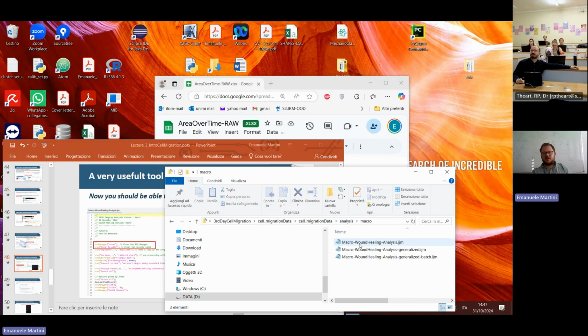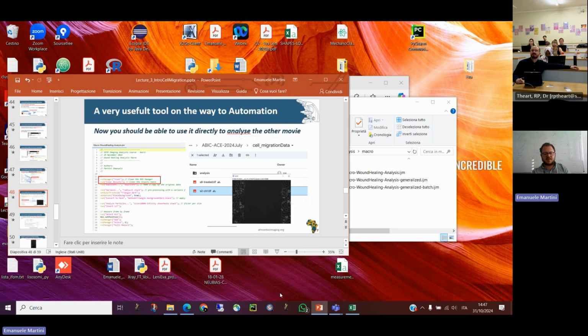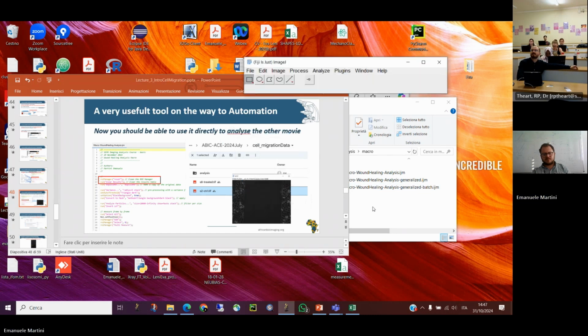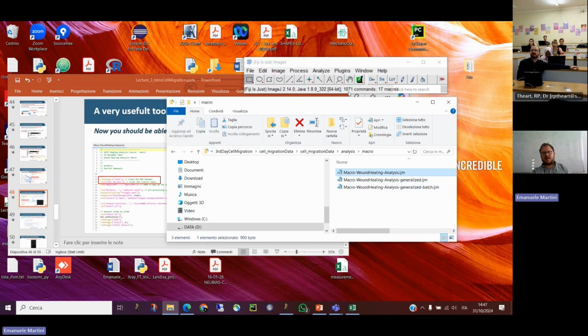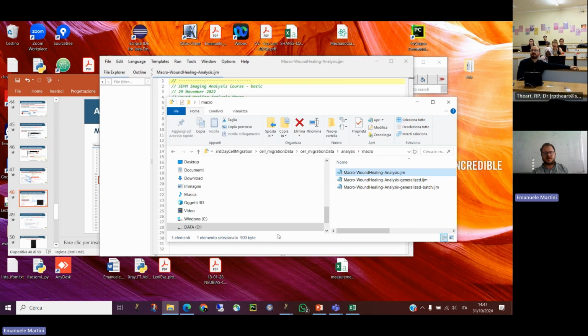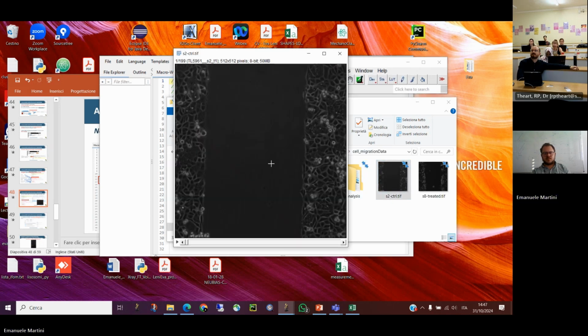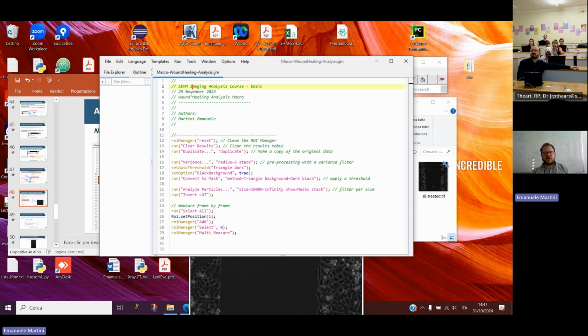I have my macro or script. Everybody calls it in a different way; I use it sometimes macro, sometimes script. So I have my Fiji. One here to open. I recorded it, I fixed it, and now I can really open another experiment, for example, the S2 that we have in the folder. And then if everything works well, I can just run it. So I go run.